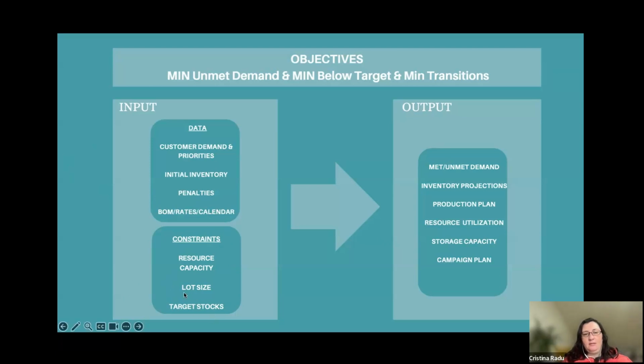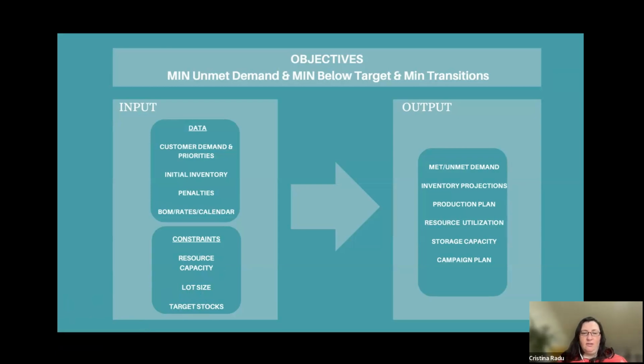Then lot size, it's also quite fixed. So the solver needs to produce, let's say the lot size is 100. It either produces 100 or 200, 300, or nothing. So this appears as a constraint. And also the target stock. The target stocks are usually soft constraints. So we are going to learn how to model hard constraints like resource capacity and soft constraints like target stocks.